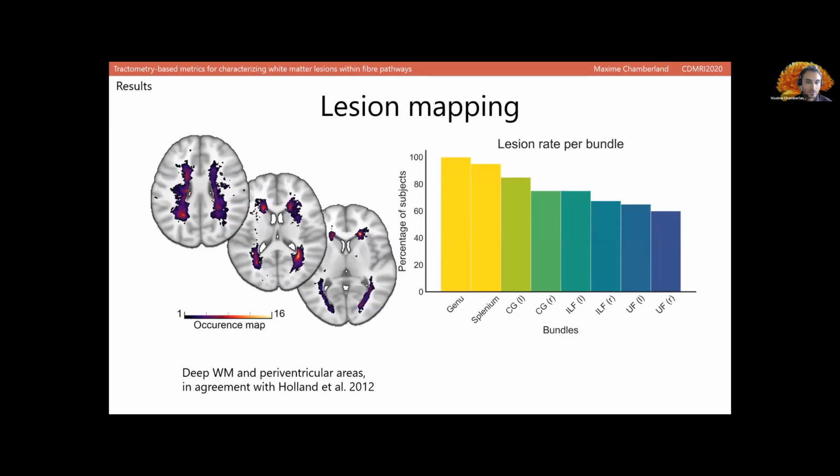So as a first result, the first thing we wanted to look at is where are these lesions located in the brain. So the most common thing to do is to bring everything to MNI space and look at the overlap of the lesions across all subjects. And it was reassuring to see, and not surprising, that most of the lesions were located in known areas that are mostly in the periventricular areas and the deep white matter. And then we also looked at, across all of our subjects, which tract had the most lesion. And it was, of course, as you can see, the genu and the splenium were the most lesioned tracts. And then it goes down from there.